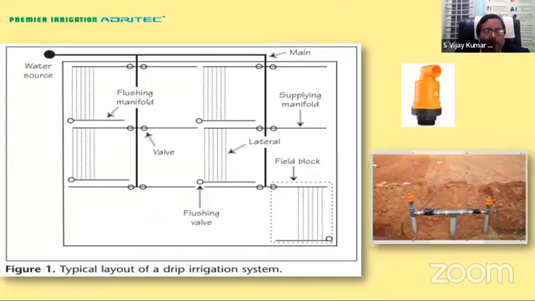Then this is a typical layout of a drip irrigation system that we have installed. So you can see there is a water source. This is the main line. From the main line, you have the sub-main lines. Then you have the sub-main, and also you have the flushing manifold or the collector. So all these are different words that are used, and these are the typical blocks. And each block will be irrigated based on the irrigation design, the hydraulic design that is done, so the entire thing can be taken care of.